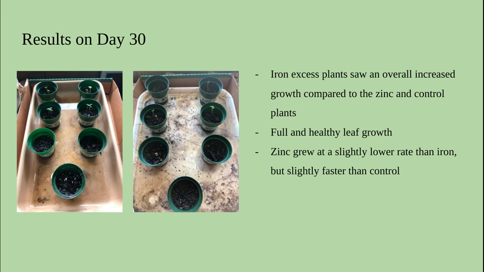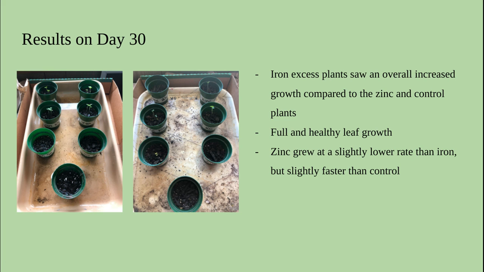So on the 30th day, I had some very puzzling results. The pots furthest away from the camera, which are the 20 times the ideal concentrations, are actually seeing overall increased growth compared to the control, and even the 5 times the ideal concentration. And I was seeing full and healthy leaf growth.